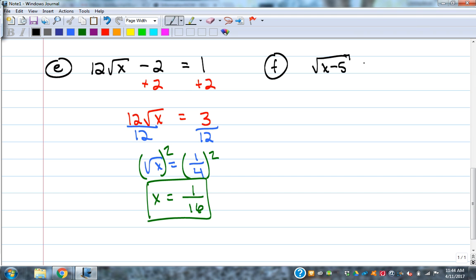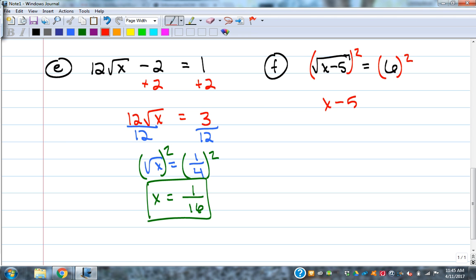All right, so this one's a little different. The minus 5 is on the inside of the square root instead of the outside. So is the radical part by itself? No. Yeah, it just happens to be a little bit more complicated stuff inside of the radical. But it's by itself, so we need to get rid of it. By doing what? Squaring both sides.